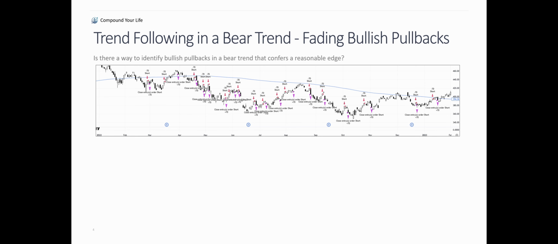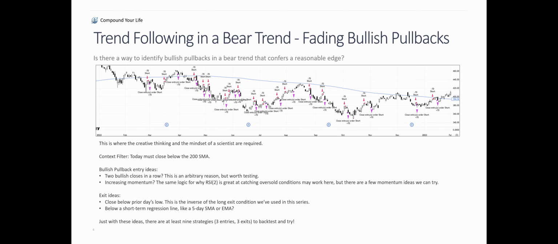So what we need to do is identify bullish pullbacks in a bear trend. This is where creative thinking and the mindset of scientists are required. Some initial ideas, I like to start with the simplest ones. First is, what if we just fade 2 bull closes in a row? Arbitrary reason, not really a good one. I can't explain to you why it'd be a good reason, but that doesn't mean that it shouldn't be tested. We want to test it and then prove that it's not a good idea through testing rather than just assuming it's not a good idea.